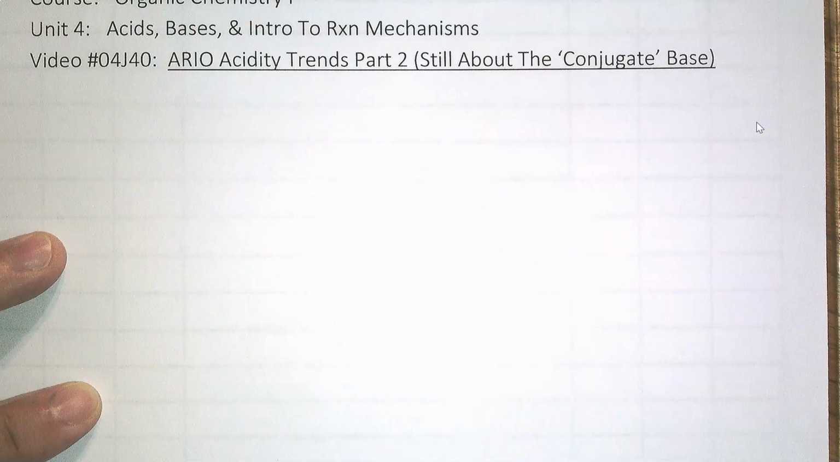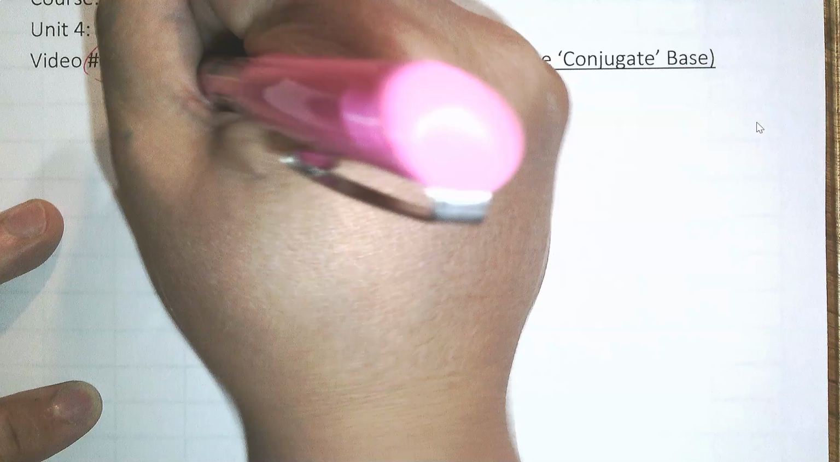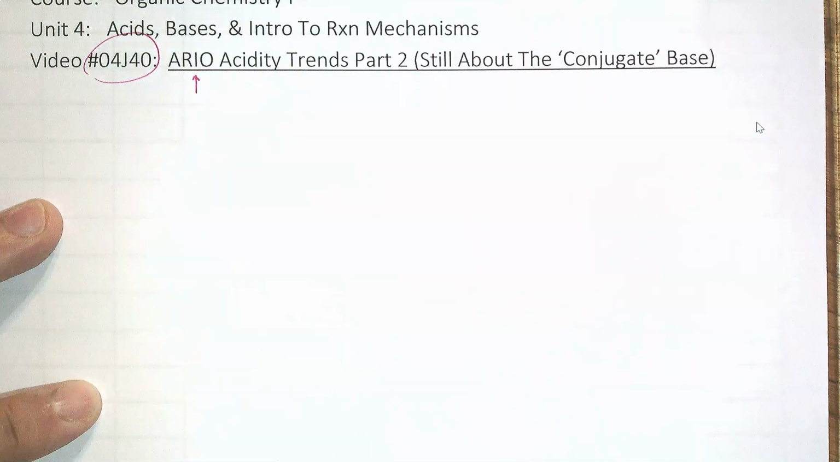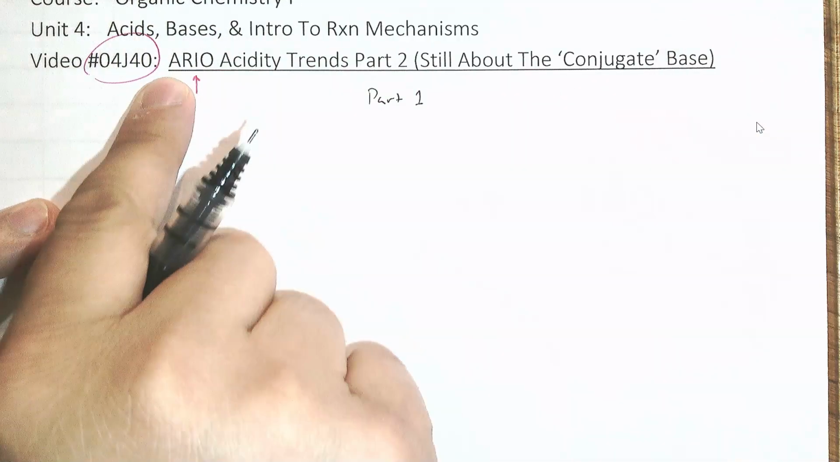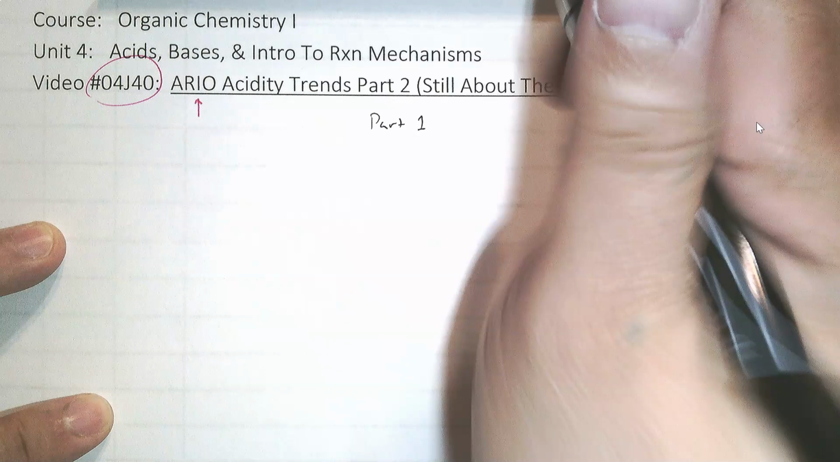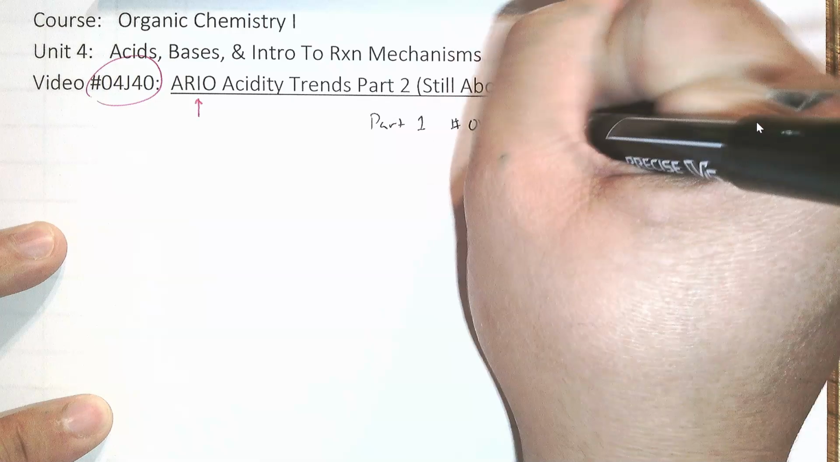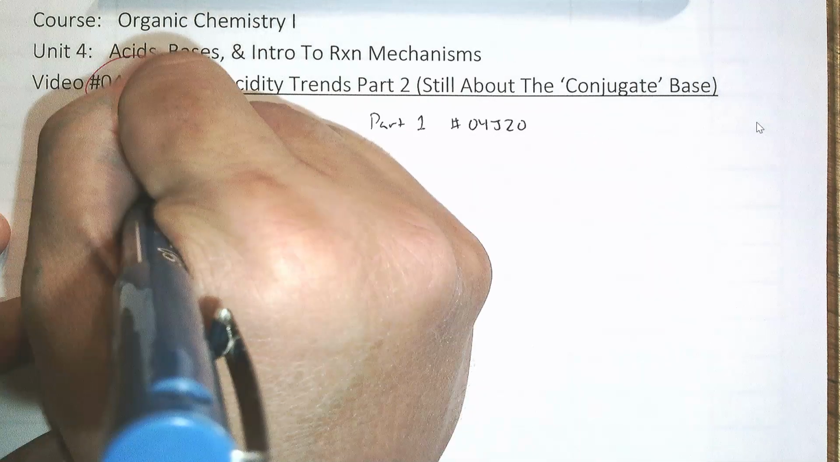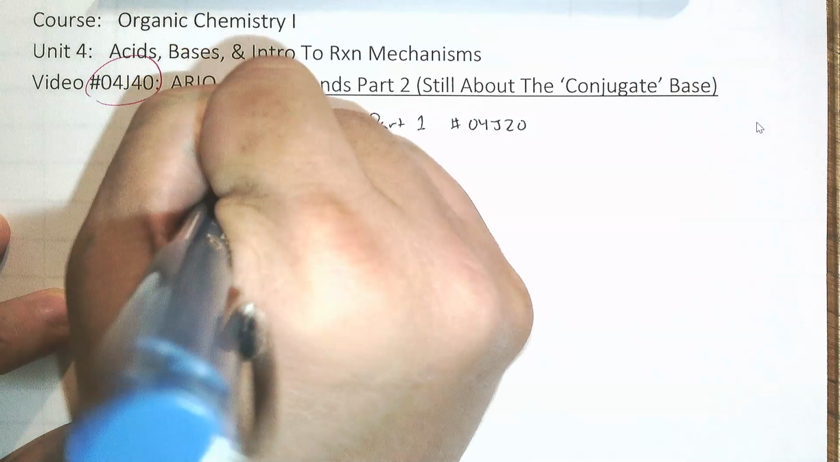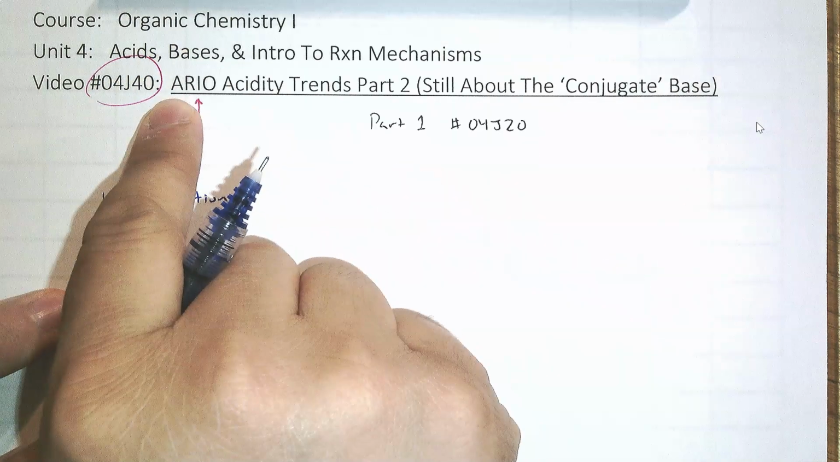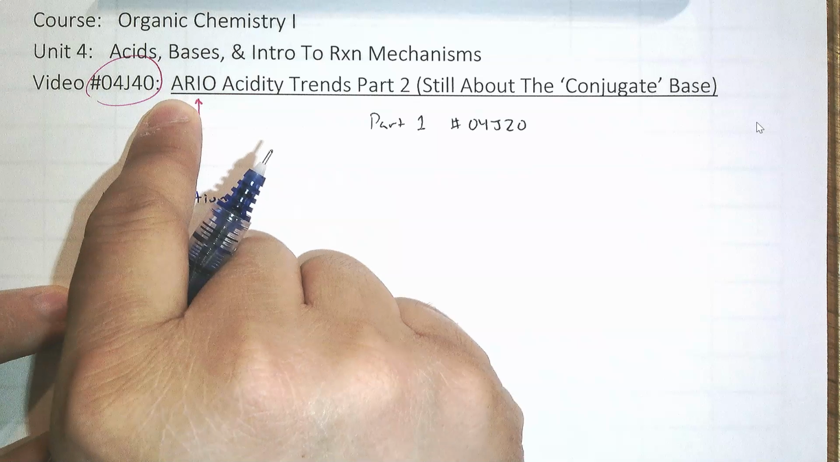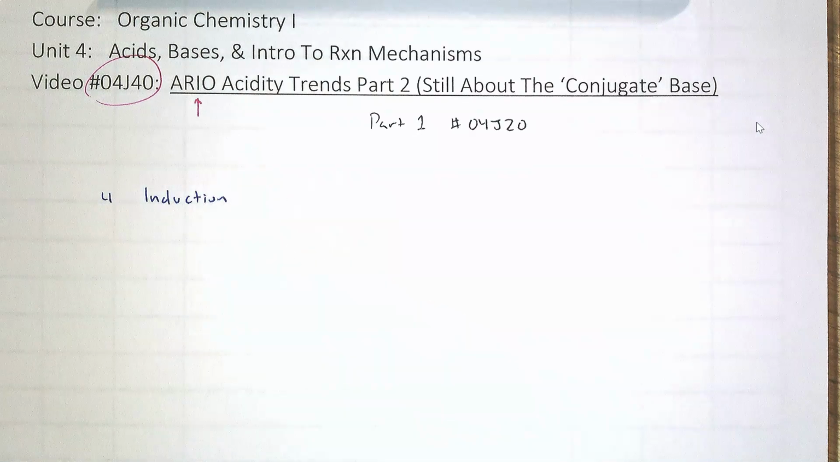Okay, we are up to I, and just a reminder, part 1, if you want to know how to use those A and R trends, that is number 04J20. Okay. This is actually the 4th trend, induction, because again, A was split up into 2 parts, atom electronegativity and atom size. Sorry. Induction.